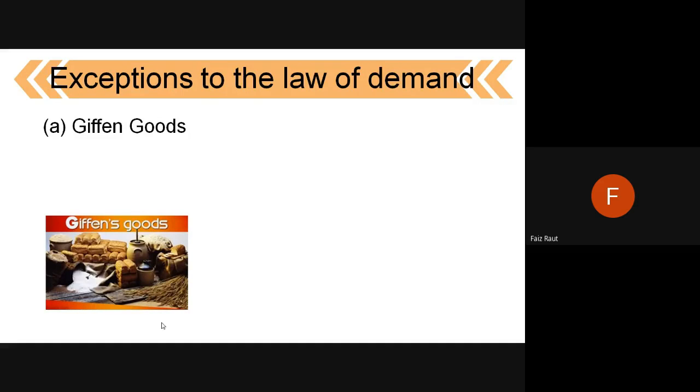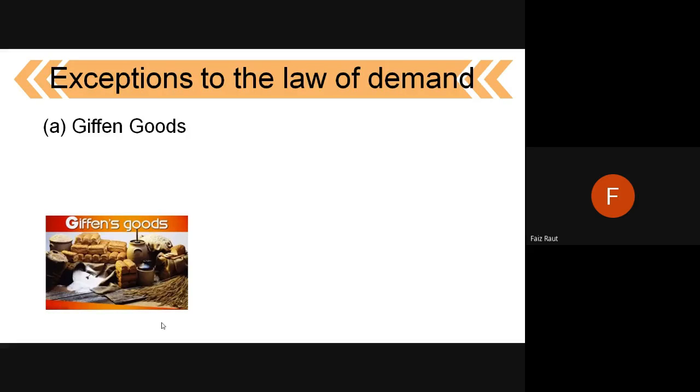So when the price rises, he is not able to purchase the cornflakes. He'll skip the cornflakes and instead switch to only wheat bread for chapati. So the demand for that chapati will not change, but the demand for cornflakes will go down.